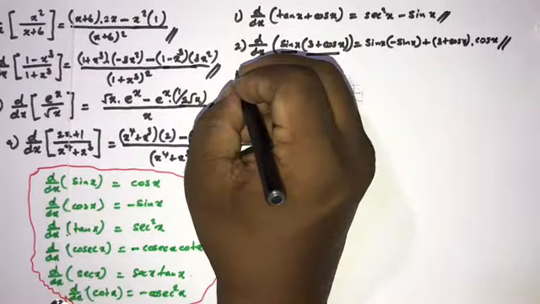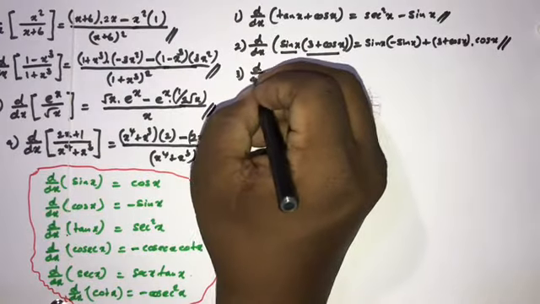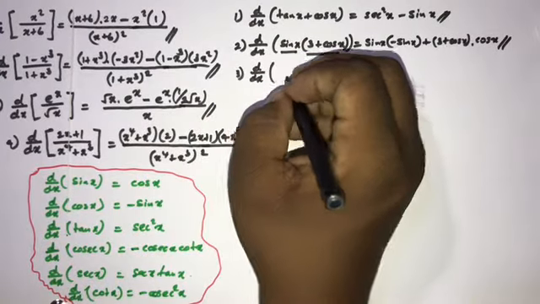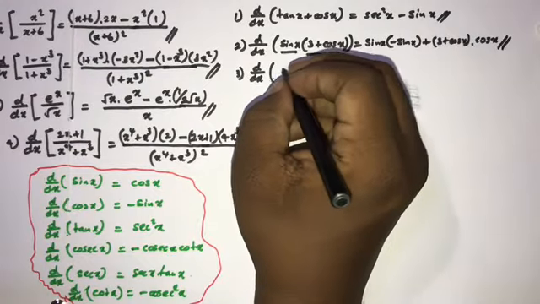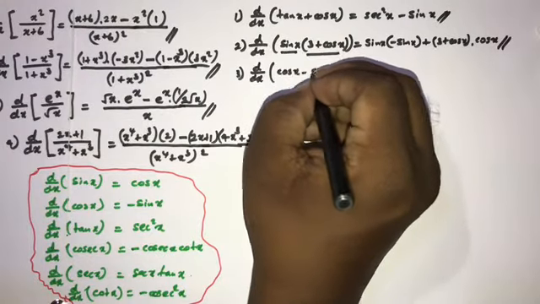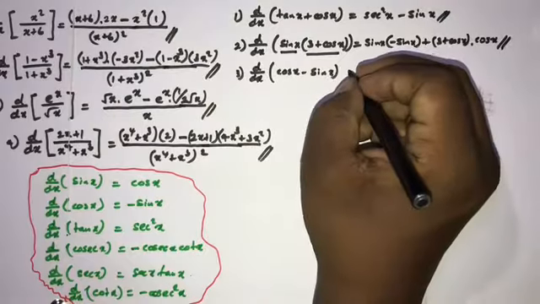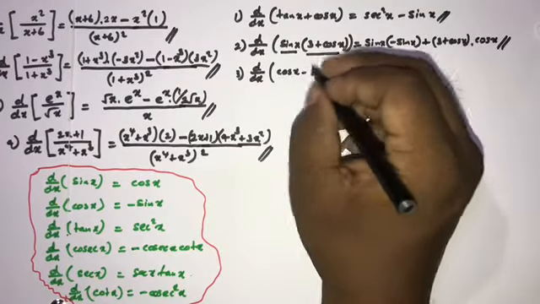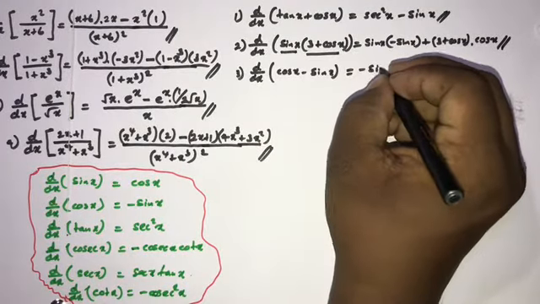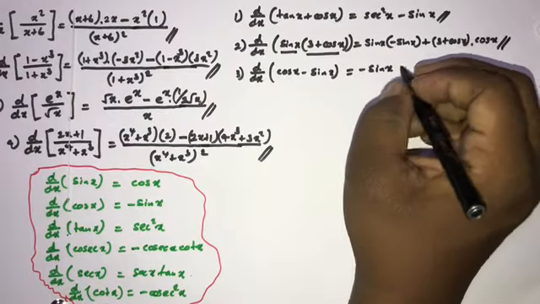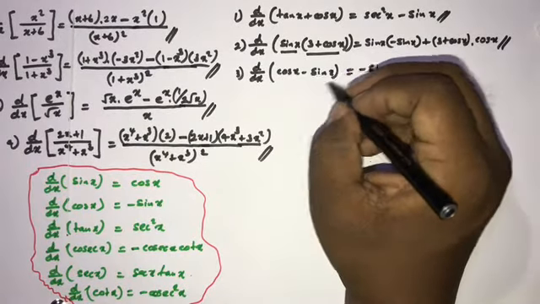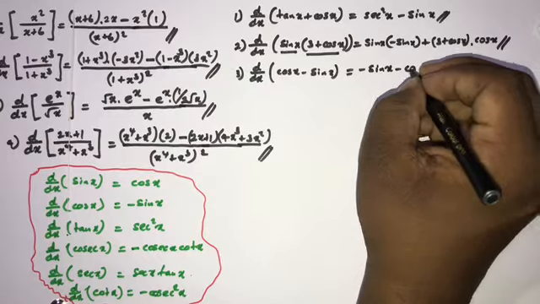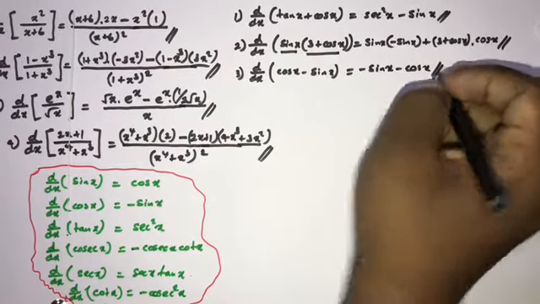Then third example, the derivative of cosine of x minus sine of x. So here we know the first derivative, the derivative of cosine of x, we know minus sine of x, then here minus the derivative of sine of x, we know cosine of x. Okay, this is the answer.